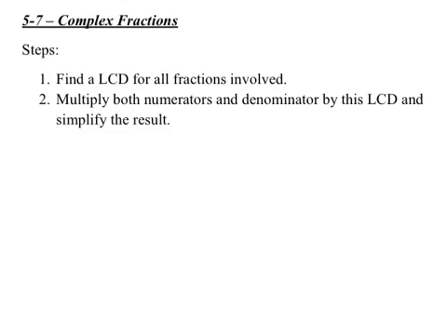Okay? Now, the steps are very simple. Find an LCD for all of the fractions involved. So look at all the denominators. There might be 5 fractions. Find one LCD for all of them. Okay? Then multiply both the numerator and denominator of the major fraction by this LCD, and then simplify.